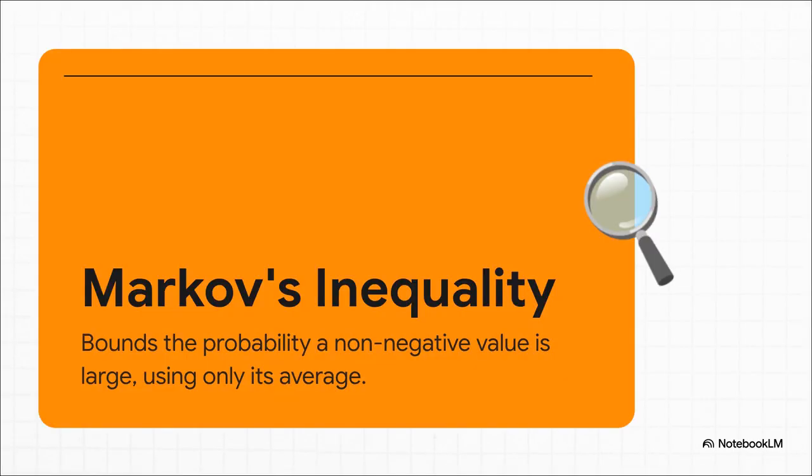And our first tool for this is something called Markov's inequality. And the magic of this thing is that it needs almost no information to work. All you need to know is that a value can't be negative, and you need to know its average. That's it. With just those two things, you can start making some rock-solid, guaranteed predictions.